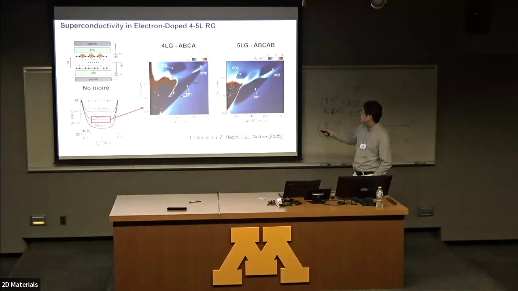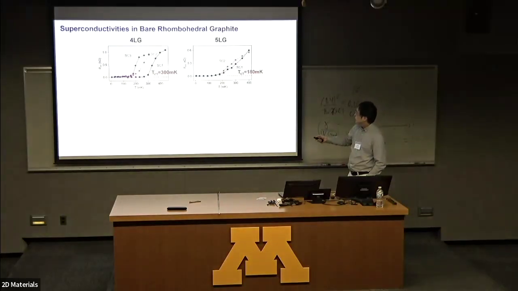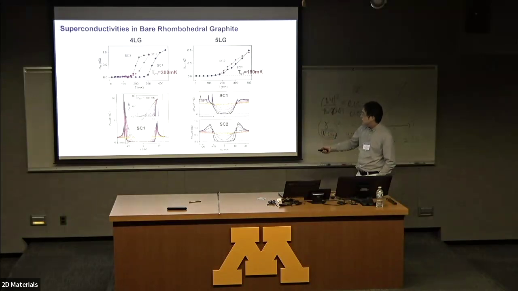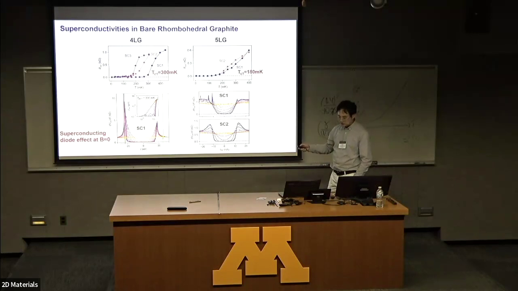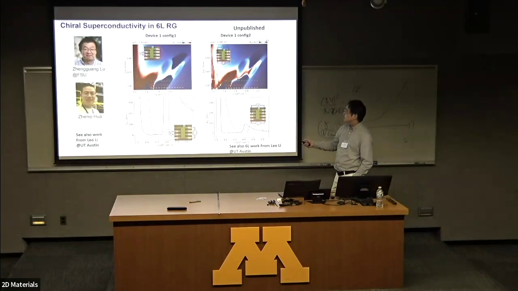SC1, SC2, SC3, in 4 layer and 5 layer. And they have a TC on the order of 200, 300 millikelvin. And sometimes you see this big asymmetry between positive and negative current, which is the so-called superconducting diode effect, which suggests time reversal symmetry is broken from a theoretical point of view, but I'm going to show you much better evidence of time reversal symmetry breaking. And now we also have it in a 6 layer.